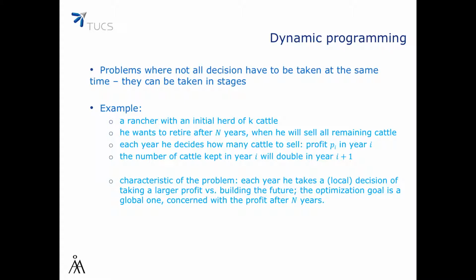The number of cattle that he keeps in year i is going to double in year i plus 1. And so this is the characteristic of the problem. Each year he will have to take a local decision of taking a larger profit versus building the future, but the optimization goal is a global one concerned with the profit after n years.